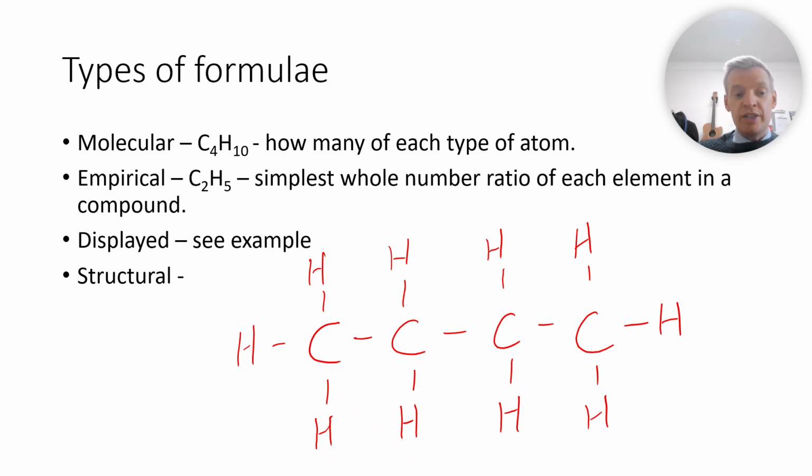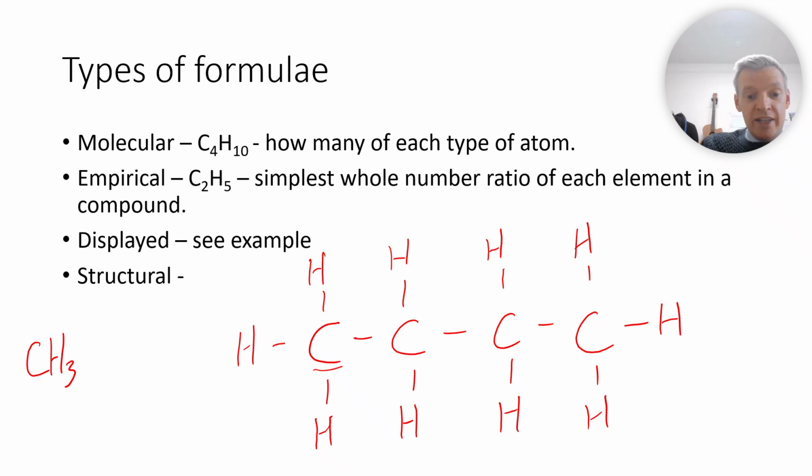And then the last one I've mentioned here is the structural formula, and that's just an abbreviated way of showing the displayed formula. So what you do is you look at each carbon in turn. So I'm going to write that C, and you write down what's bonded to that carbon. So there are 1, 2, 3 hydrogens. So I'm going to write CH3.